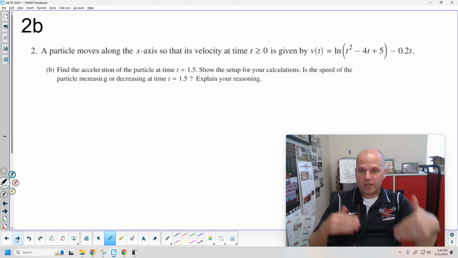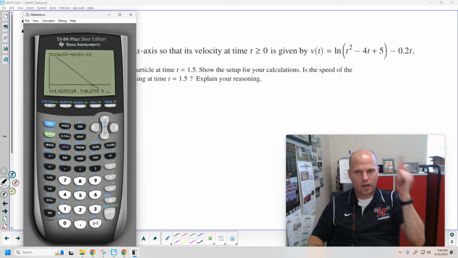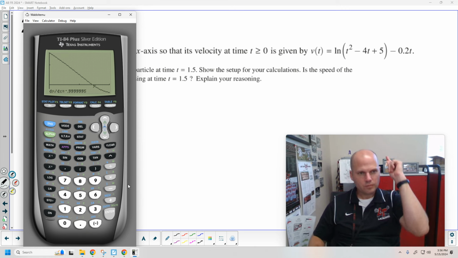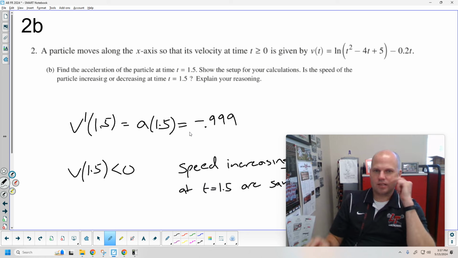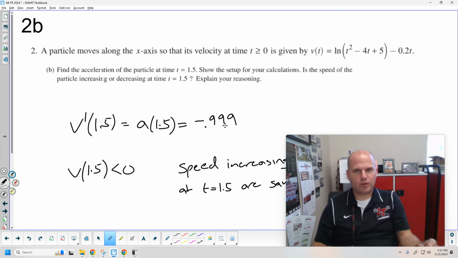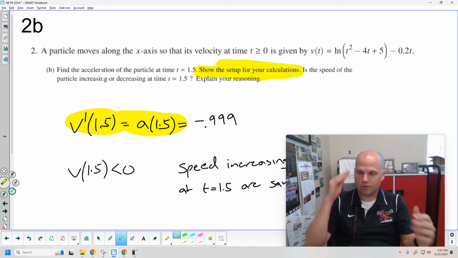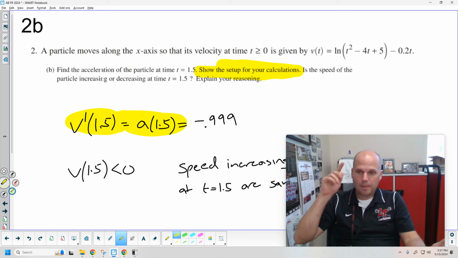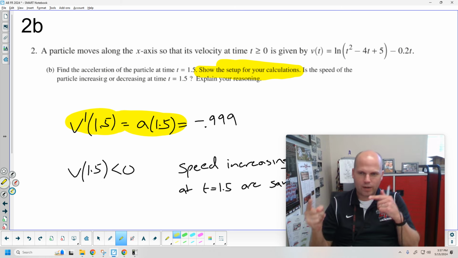All right, part B, find the acceleration. We should have just, in our graph, second calc, dy/dx. Now I have a question about this question. The answer I get in my calculator is negative 0.9999995. Now, if you truncate, you get negative 0.999. Now, that's my acceleration. Now, show the setup for your calculations. I believe what they meant for that is you needed to connect that the derivative of velocity is the acceleration. Now, my question is, is this my calculator being off when it's approximating a slope?